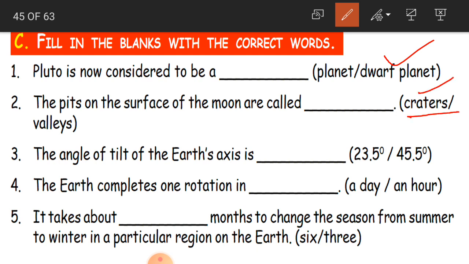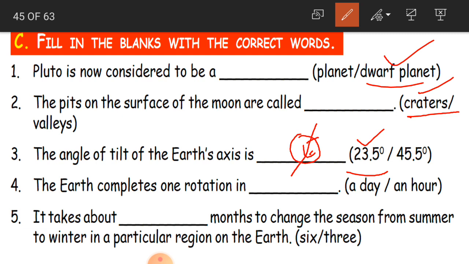Okay, good. Now, the third one: the angle of tilt of the Earth's axis is. We have learnt that the Earth's axis is in a tilted position. So this imaginary line, which we call the Earth axis, its angle of tilt is what? Either 23.5 degrees or 45.5 degrees. And the answer is 23.5 degrees.